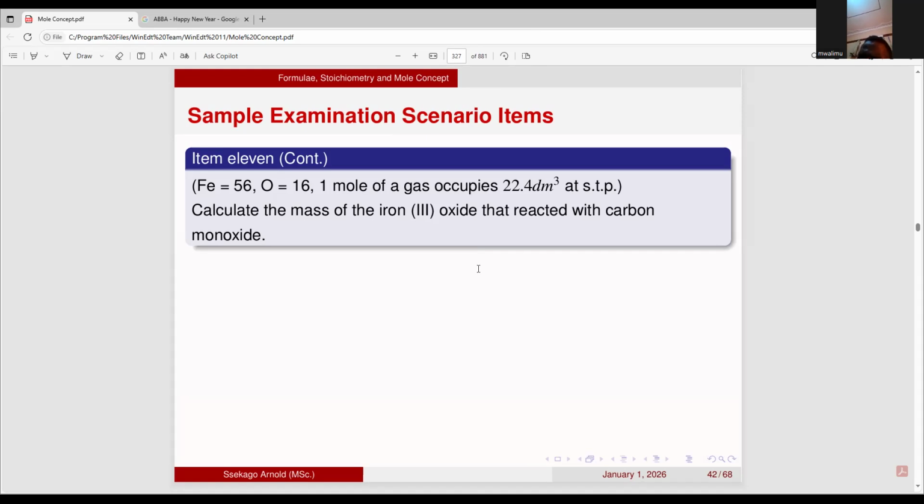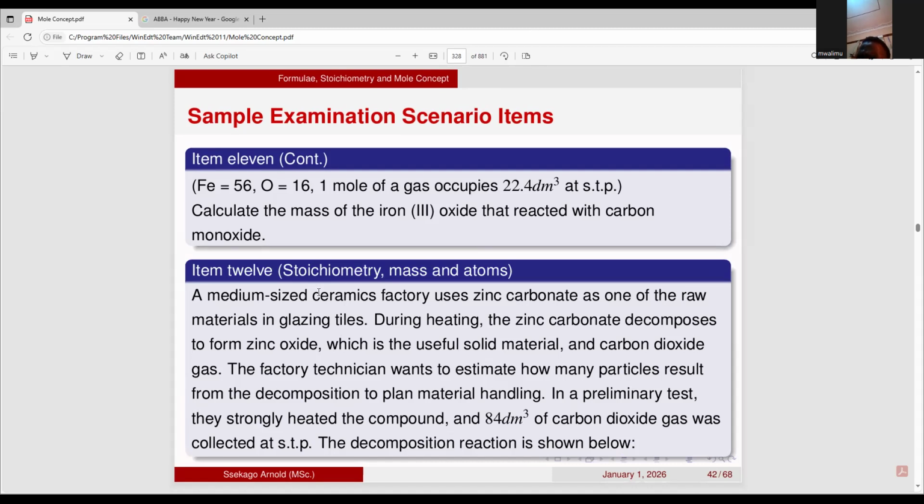So we had covered item 11. So item 12 is here. A medium-sized ceramics factory uses zinc carbonate as one of the raw materials in glazing tiles. During heating, the zinc carbonate decomposes to form zinc oxide, which is a useful solid material, and carbon dioxide gas. The factory technician wants to estimate how many particles result from decomposition to plan material handling. In a preliminary test, they strongly heated the compound, and 84 decimeters cubed of carbon dioxide was collected. So we are given 84 decimeters cubed of carbon dioxide.